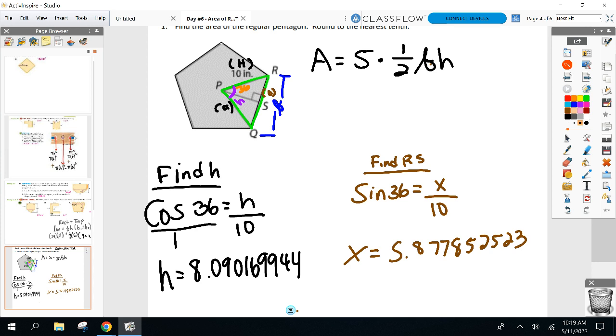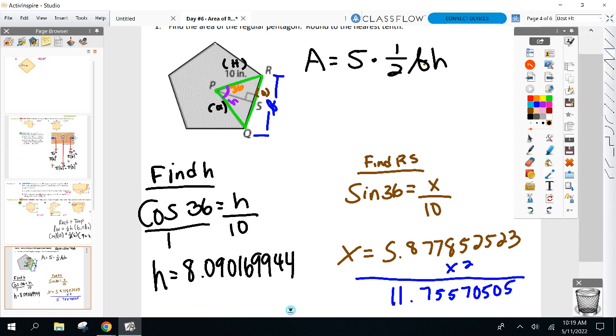Yeah? I know that's a common mistake that happens. You find it and you plug it in. You've got to multiply it by 2 before you plug it in. All right, there you go. Let's plug in height, base.